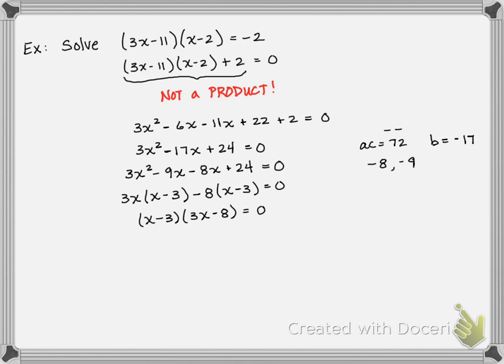So now we're going to set each factor equal to 0. So x minus 3 equals 0, and 3x minus 8 equals 0. So add 3 to both sides, we get x equals 3, and 3x equals 8. Divide both sides by 3, and we get 8/3.